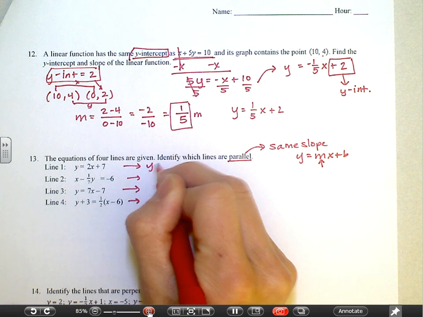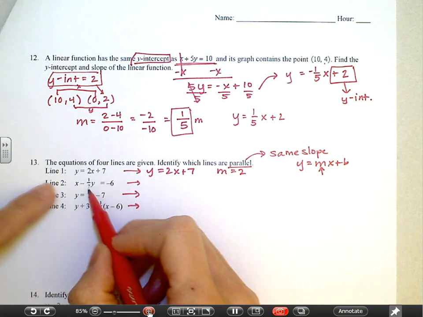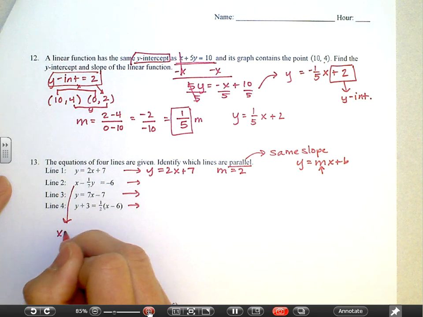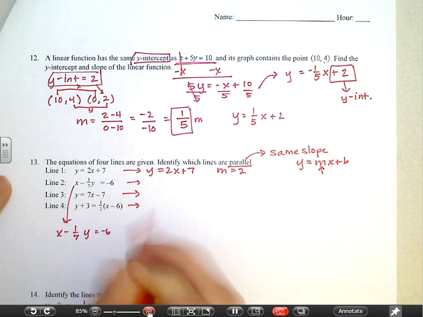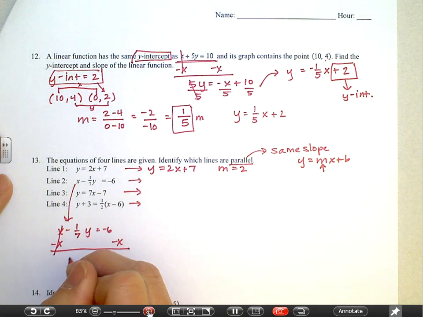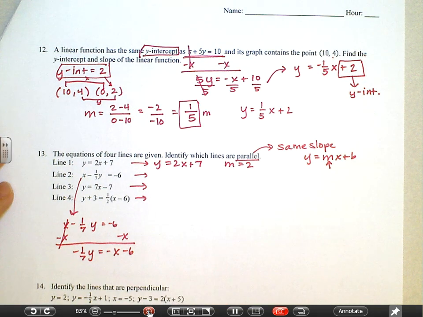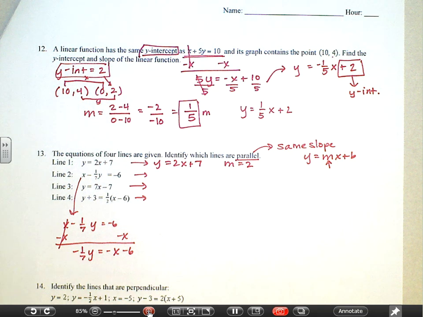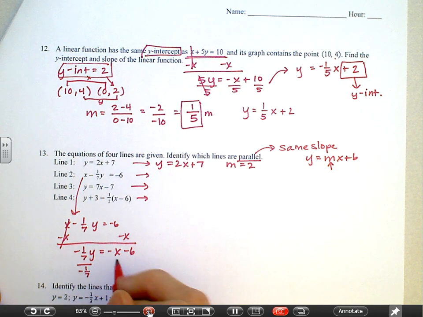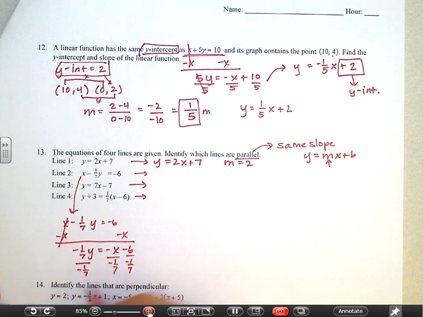So y equals 2x plus 7, of course, is already there. So that slope is 2. x minus 1/7 y is negative 6. To do some work there. x minus 1/7 y equals negative 6. So I'm going to subtract x from both sides. So you have negative 1/7 y equals negative x minus 6. And if you recall, dividing by a fraction is the same thing as multiplying by its reciprocal. So really, we're going to multiply both sides by negative 7.